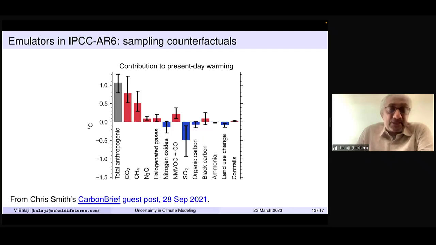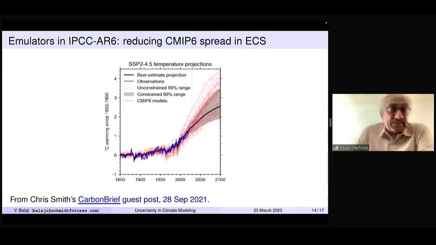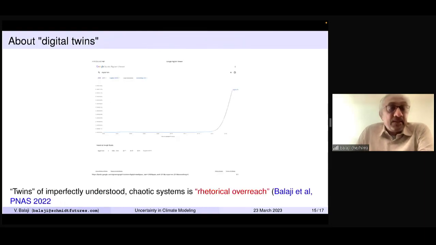This has been alluded to in an earlier presentation as well. For example, here you're looking at the emulators used in AR6 to reduce the CMIP6 spread. Because we have the so-called hot model problem, where a lot of models show very high climate sensitivity, and the IPCC wanted to show a bound of likely uncertainty, they used various techniques based on regressing towards the latter half of the 20th century to constrain this range of uncertainties.